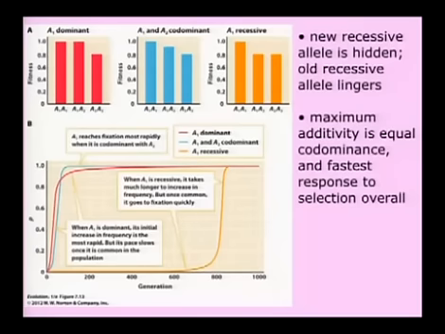So from beginning to end, the most response to selection would be in the codominant case. If it was equally codominant, where the heterozygotes are exactly intermediate in fitness between the two homozygotes, then we would say that there's maximum additivity in gene expression. And then it gets a good start right away, and it also goes to completion at the end rather rapidly.